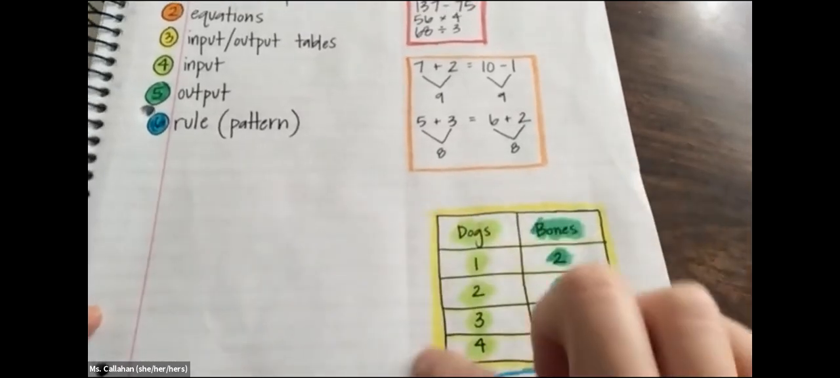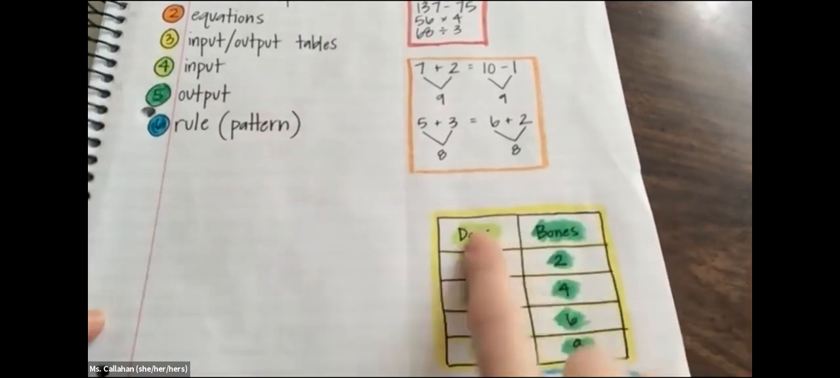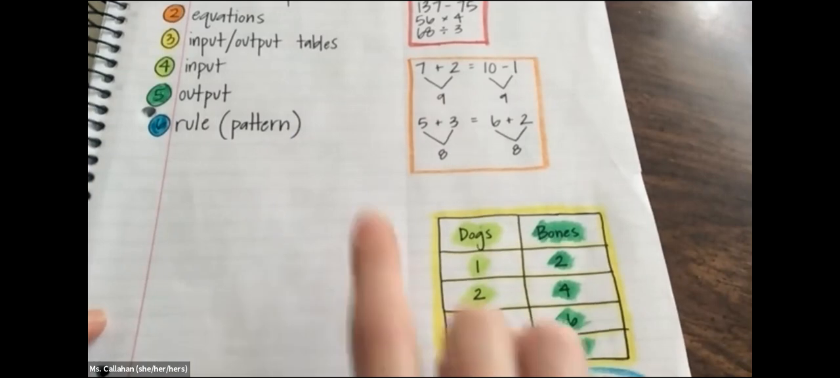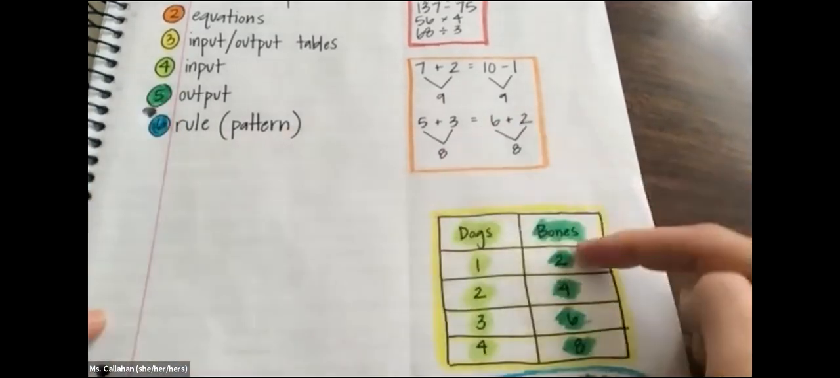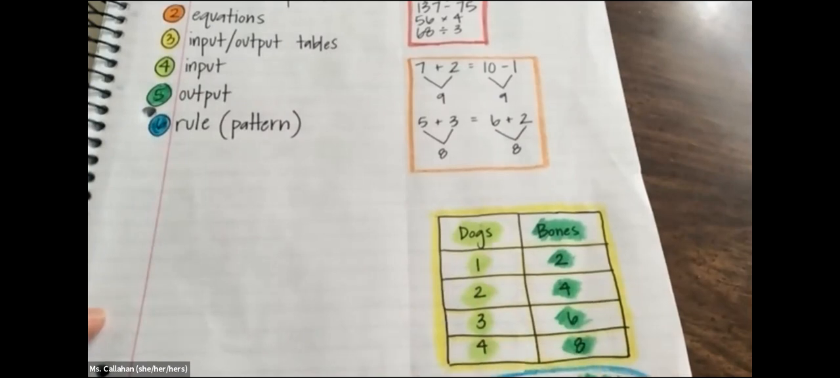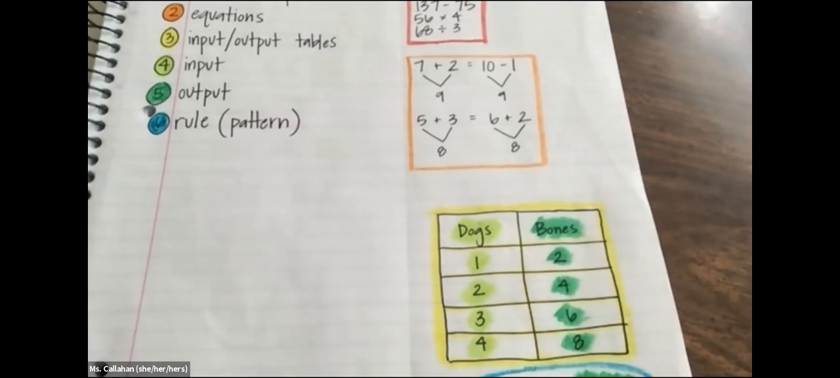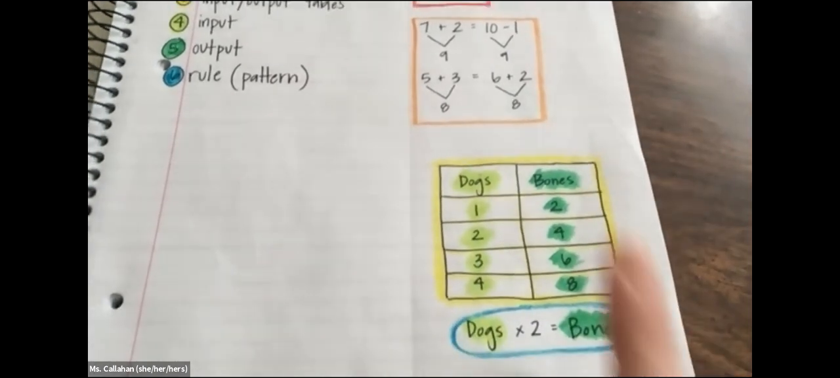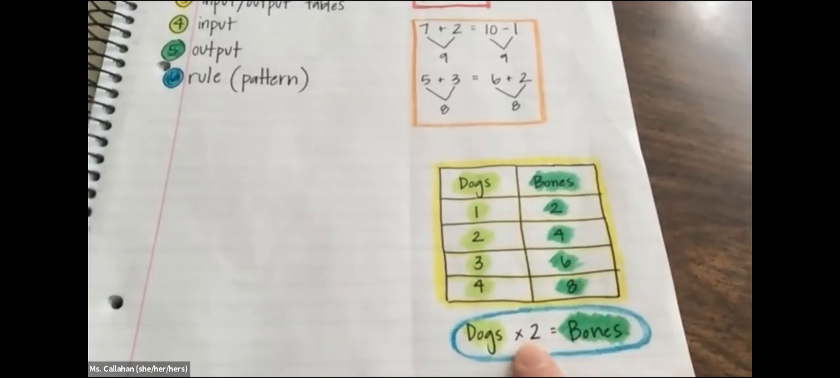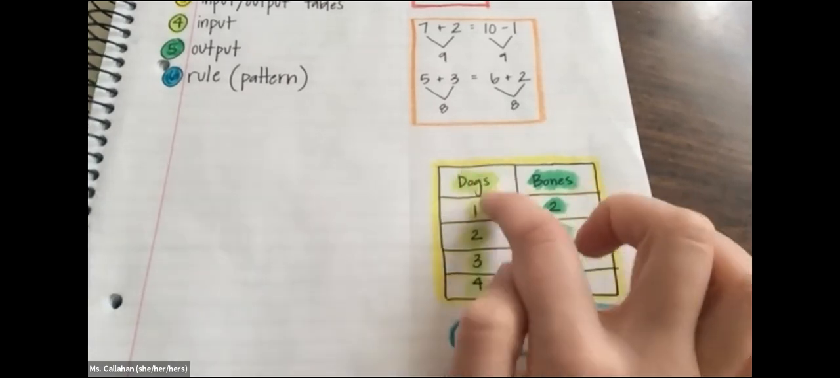So here's our input-output table, right? On the left-hand side where we have dogs, that is our input. On the right-hand side is our output. Now, we had to find a rule or pattern as far as how these two numbers were related, and we found that the rule or pattern was to take the input and multiply it by 2 to find the number of output, right? So in this case, we had 1 dog.